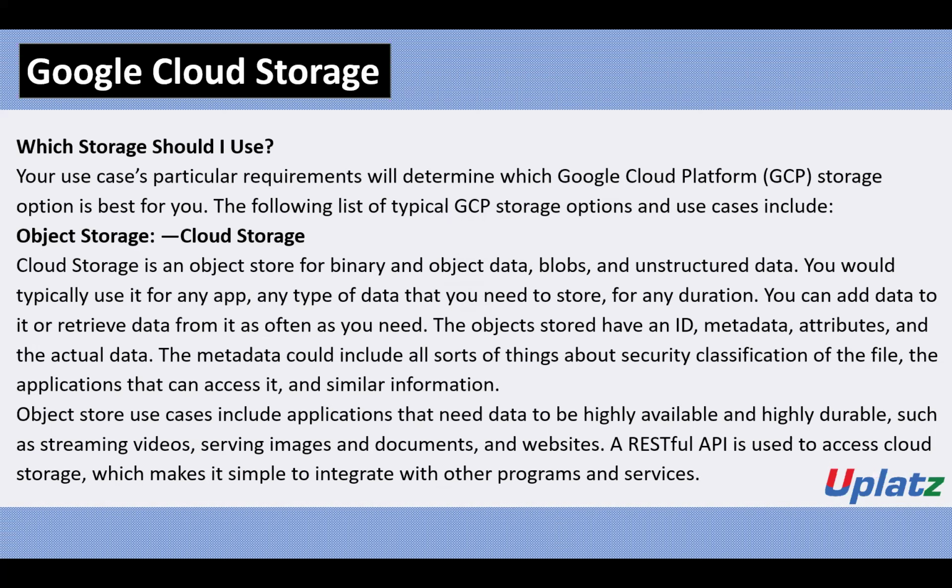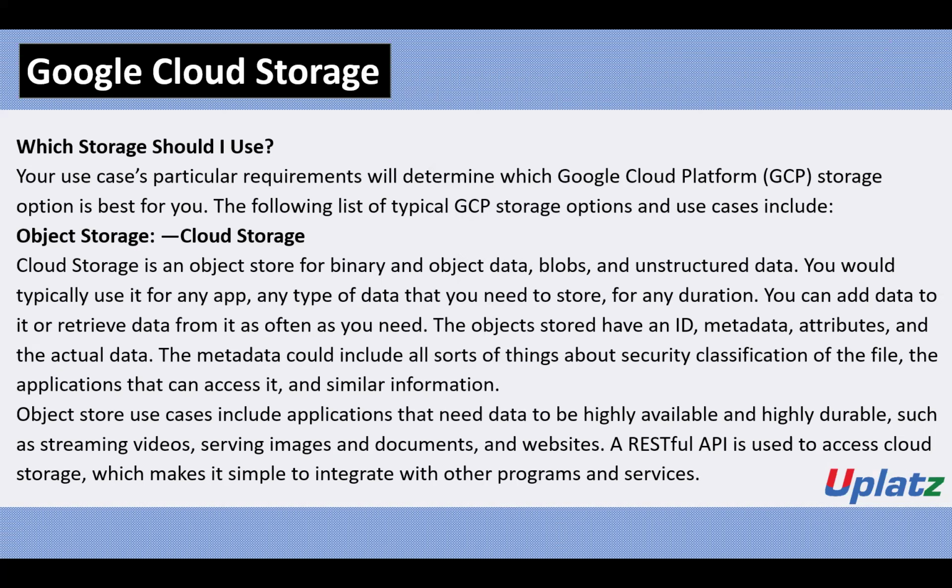Your use case's particular requirements will determine which Google Cloud Platform storage option is best for you. The typical GCP storage options and use cases include object storage, in which you can use Cloud Storage. Cloud Storage is an object store for binary and object data, blobs, and unstructured data.